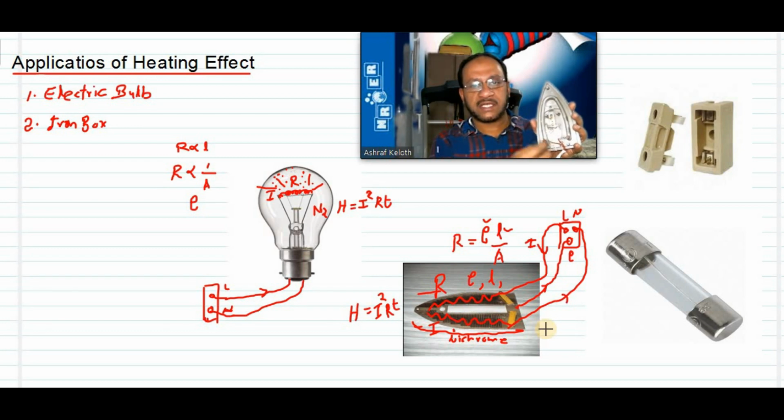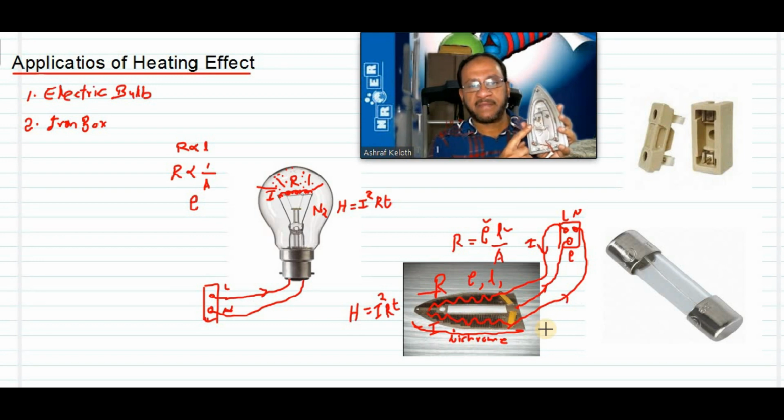There is a control switch here for controlling the temperature to high temperature and low temperature. For that there is another variable resistor. It will control the current flowing through this heating element. When high current flows, it will heat up more. When less current flows, less heat, because of I square RT. By controlling the current we can control the temperature.